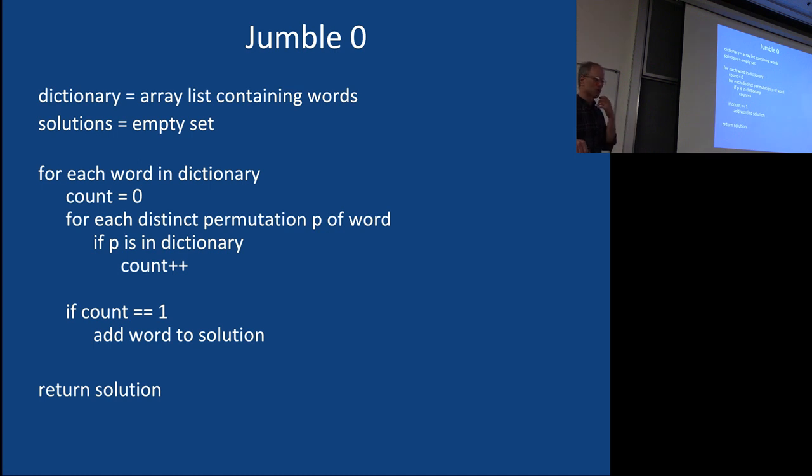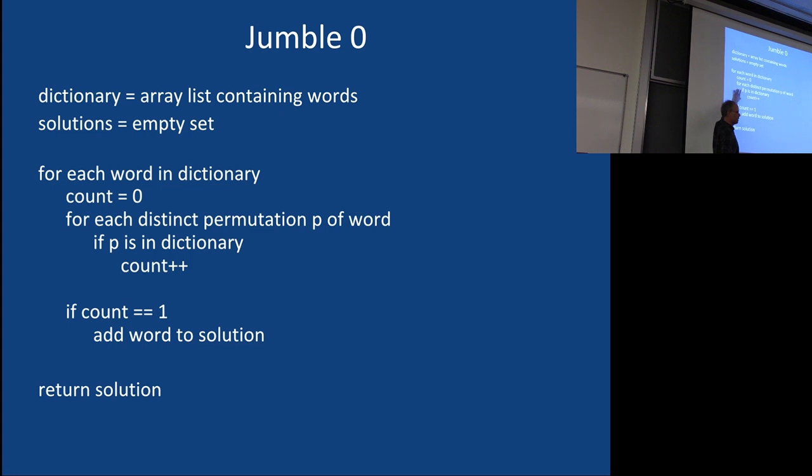Who could tell me what's the source of the slowness? Everything. Everything? You're looping through the dictionary twice and through every possible permutation of every word in the dictionary. So we loop through the dictionary once in the outer loop. This inner loop runs 120 times. And each of those 120 times, we go through the dictionary.